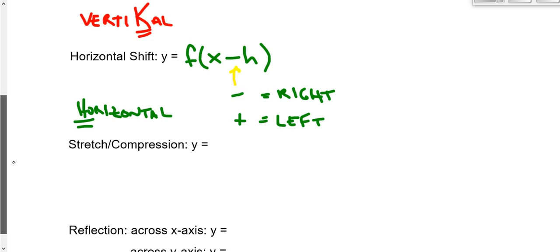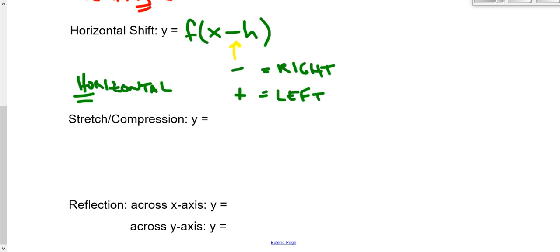We have a couple more types of transformations. The next one we're going to talk about is stretch and compression. And I know we talked about this during our review. In order to make something stretch, we have to multiply it. Multiplying makes our numbers grow in all directions, right?